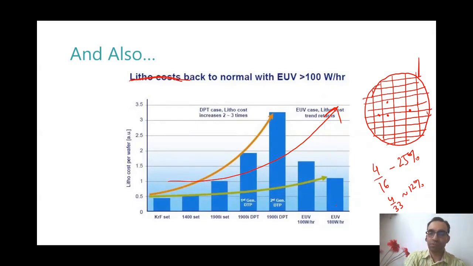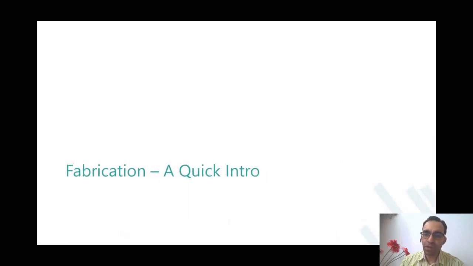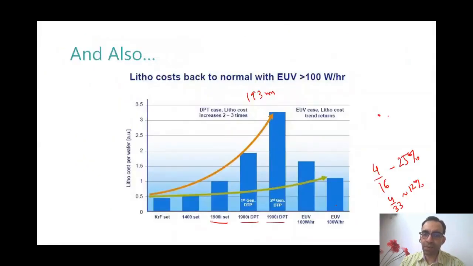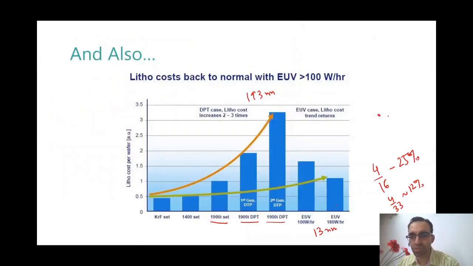So how to reduce this cost, the mask set cost? One way is by using what is called extreme ultraviolet light for photolithography. All these, 1900i, 1900i dual patterning, 1900i second generation dual patterning, use 193 nanometer light. What we are saying is please go to EUV. For EUV, the wavelength of light is 13 nanometer. As soon as you do that, the number of masks that you will need will reduce.